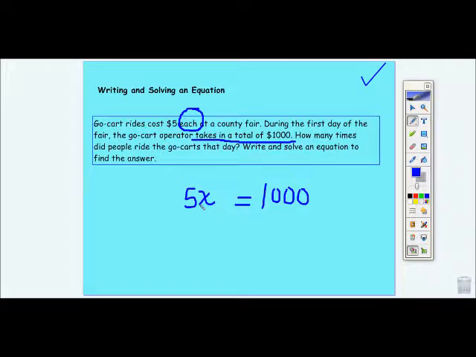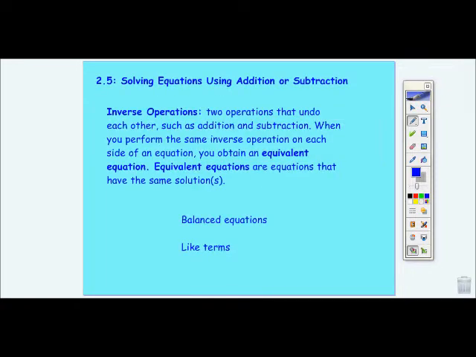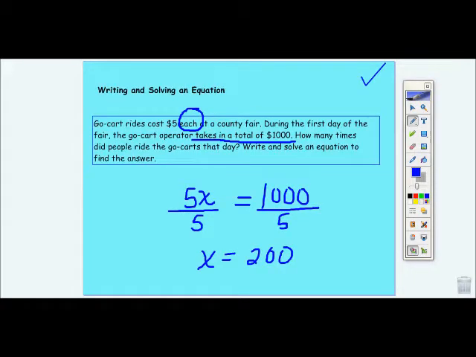So if 5x equals 1,000, to find out how much x equals, I have to do the opposite operation. So I'm going to divide by 5. And if I do that on one side, I'm going to do it on the other side. So this time x equals 200. There were 200 people that rode the go-karts that day. And that got us to 2.5, so I'll finish the 2.4 recording here.